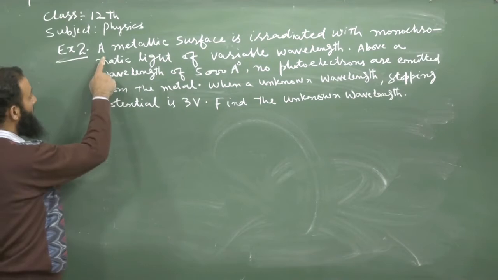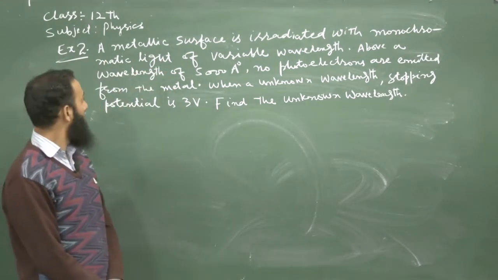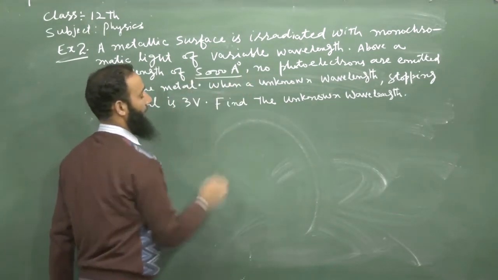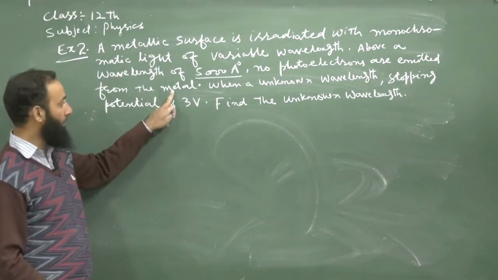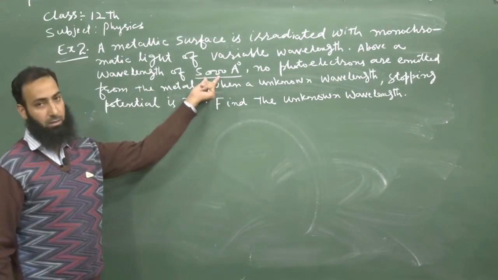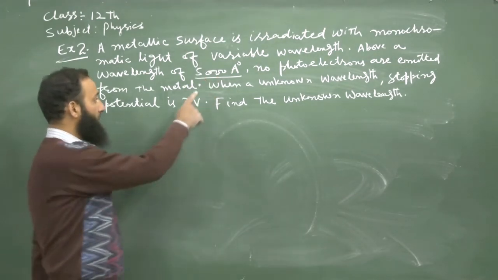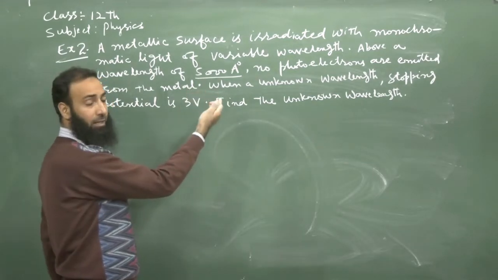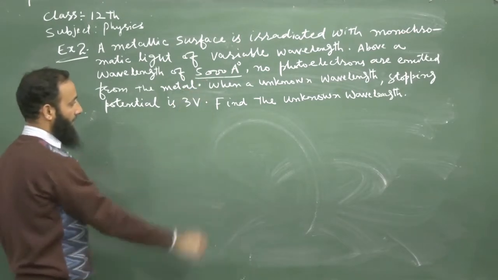Now example 2. A metallic surface is irradiated with monochromatic light of variable wavelength. Above a wavelength of 5000 angstrom, no photoelectrons are emitted from the metal. That means 5000 angstrom is the threshold wavelength. When the metallic surface is irradiated with light whose wavelength is greater than 5000 angstroms, no photoelectron emission takes place. When we keep the wavelength at 5000 angstroms, photoelectrons are just emitted. If we keep the wavelength of the incident radiation above this, no photoelectric emission takes place. That means this is the threshold wavelength.